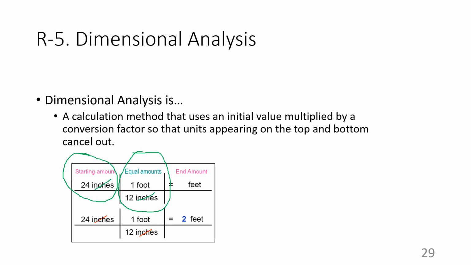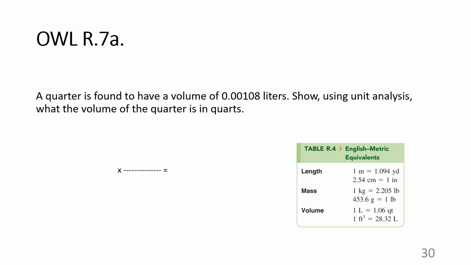Finally, when you plug this into the calculator, all the numbers on the top get multiplied, all the numbers on the bottom get divided, so it's 24 times 1 divided by 12, and I get 2, with the unit being feet, so the answer is 2 feet. That approach is called dimensional analysis. Let's use that approach to solve a problem.